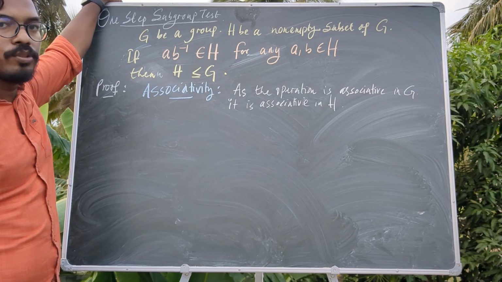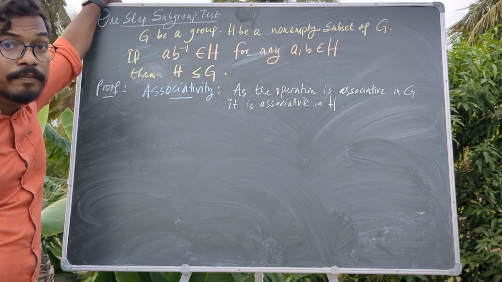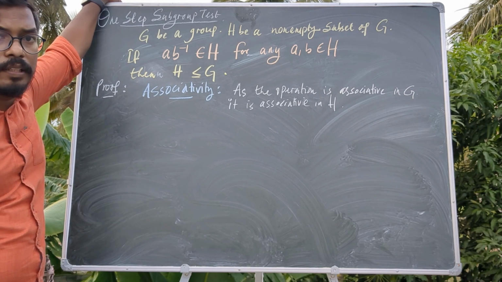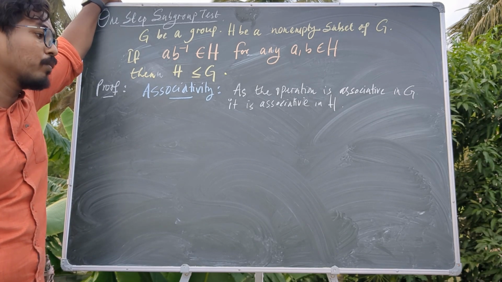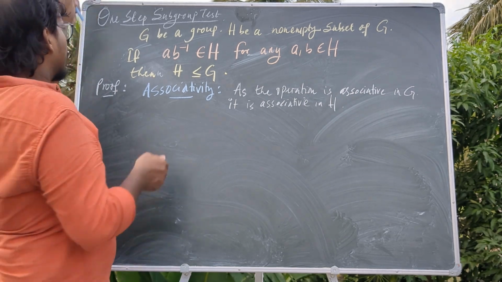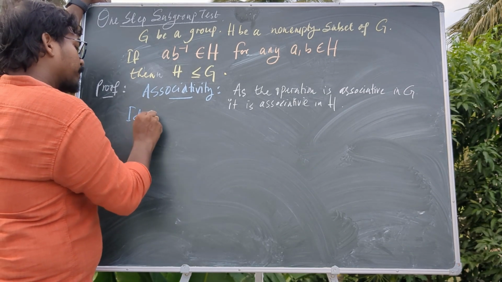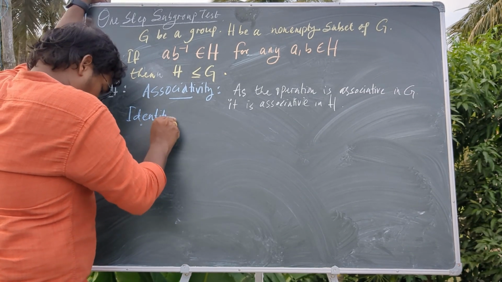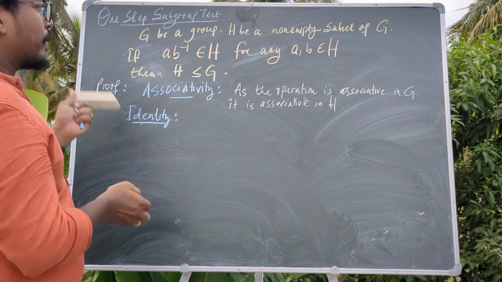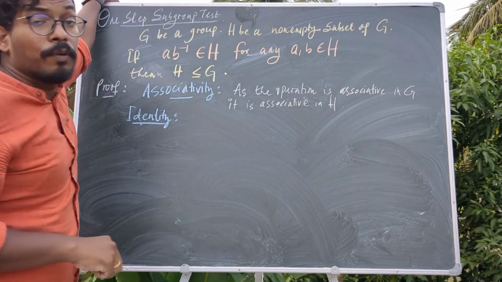And next we will show the existence of identity. And there is no order. You can show any axiom first and any axiom second. There is no order that we must first show closure, then associativity, then identity, then inverse. Now we will show identity. It is given that H is non-empty. We are using this term. H must be non-empty.